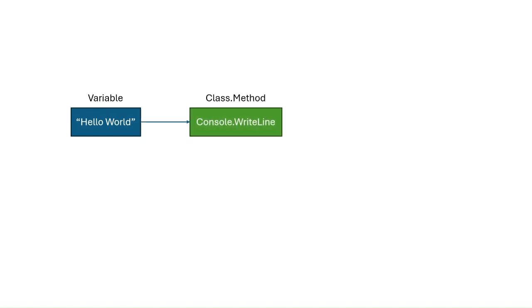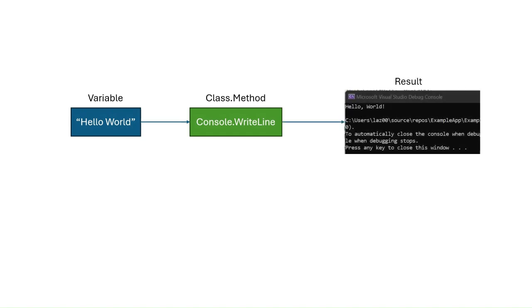The second concept that we learned was that we can create a variable like hello world, have it remembered, and then we can push it through a class into a method like console write line and have it print out into our command line window.